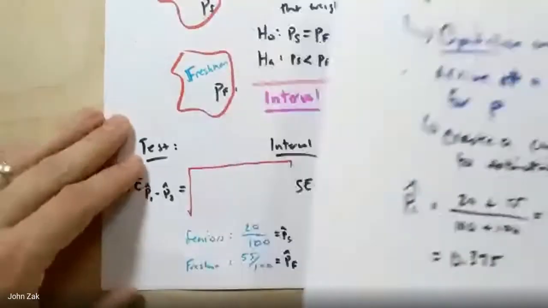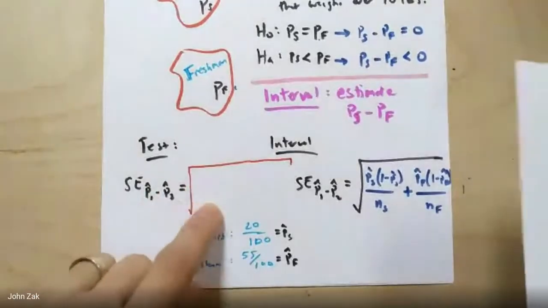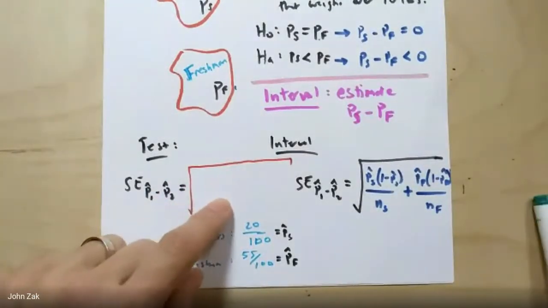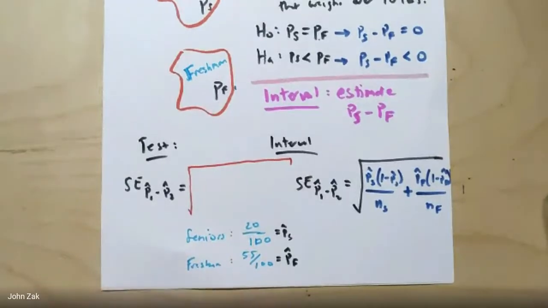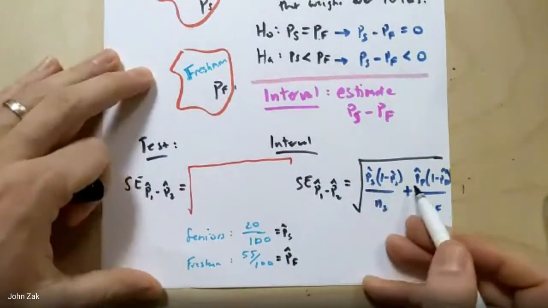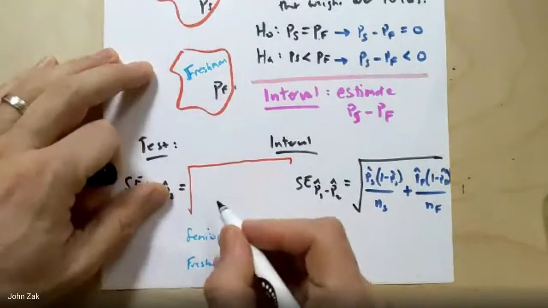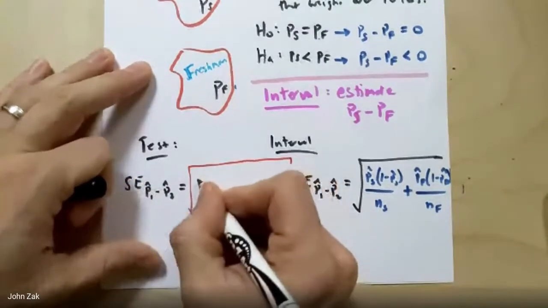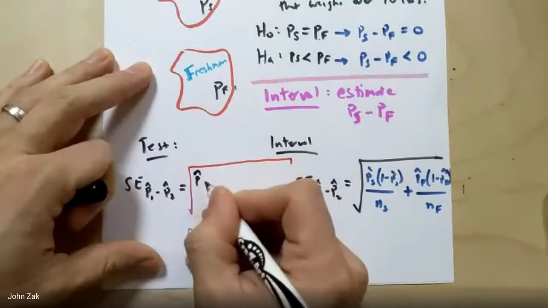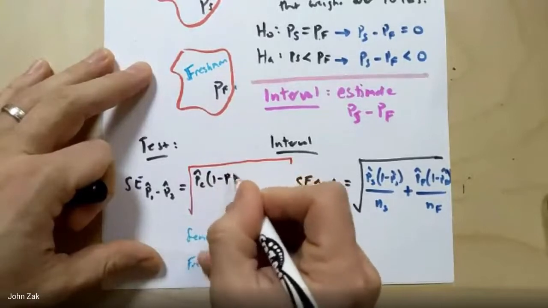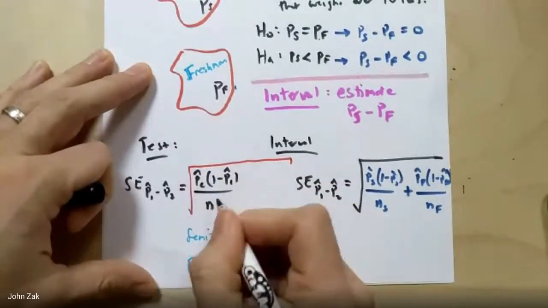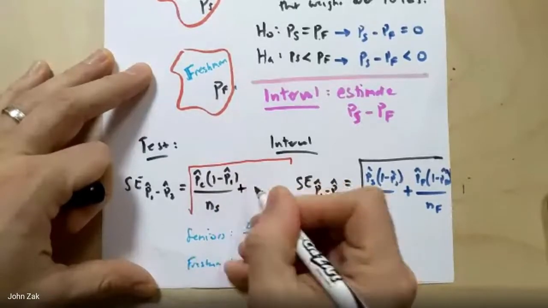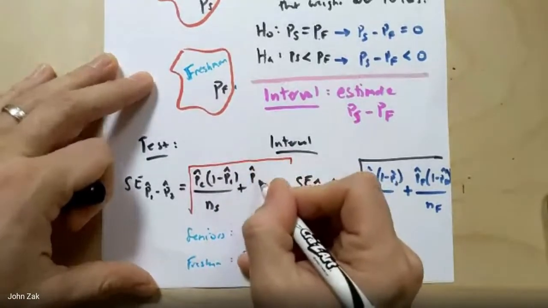When we come up with the formula for the standard error for a test statistic, instead of using a separate P hat from S and a separate P hat from F, I'm going to use this combined pool. So I'll do something like P hat C times 1 minus P hat C over NS, plus the same thing.